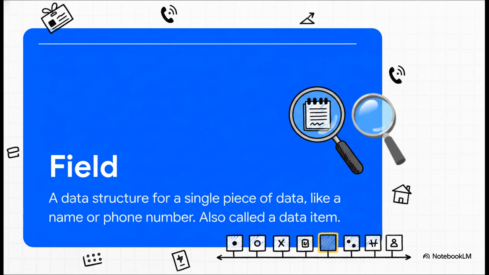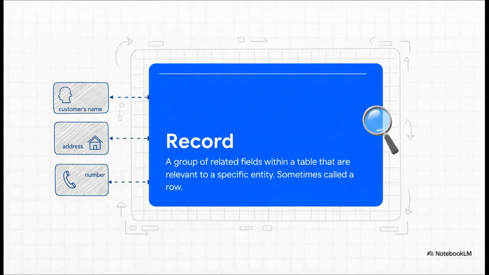At the very bottom, the most basic unit is the field. This is just one single piece of data: a name, a number, an email address. It's the absolute fundamental building block. So, what's next? You take a bunch of those related fields and you group them together to make a record. So, if a field is just the customer's name, the record is their whole contact card. Name, address, phone number, all in one place.